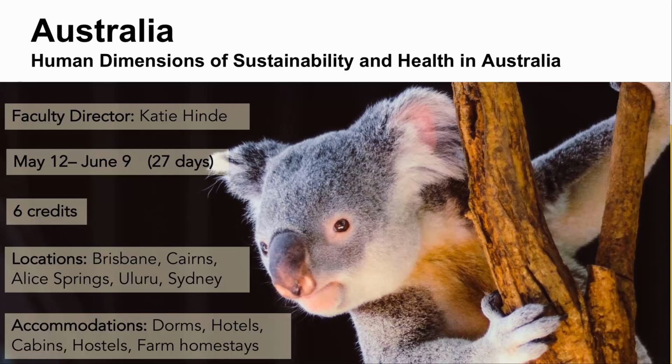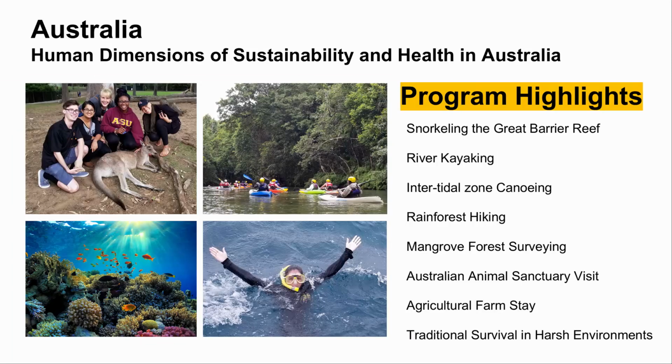And you'll stay in a variety of accommodation types, including dorms, hotels, cabins, hostels, as well as farm homestays. And this is really an exciting program. Just some selected activity highlights include snorkeling the Great Barrier Reef, river kayaking, intertidal zone canoeing, rainforest hiking. There's a survey of a mangrove forest. You get to visit an Australian animal sanctuary, an agricultural farm stay, as I mentioned, and there's a lesson on traditional survival in harsh environments. You get to pet kangaroos and maybe even hold a koala bear, I'm told. So it's really just like a bucket list trip.